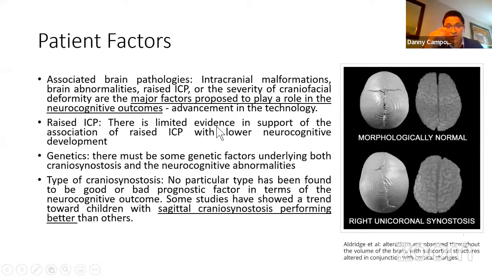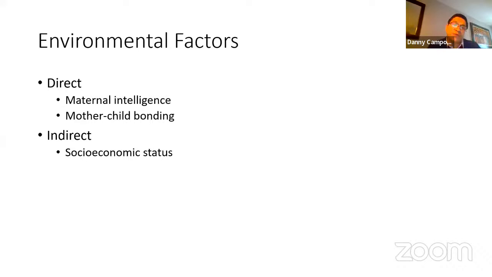Genetics is also important. Expression of genes may play a great role in this neurocognitive outcome, more than just the early closure of the suture. In terms of the type of synostosis, there is no particular type that has been found to be a good or bad prognosis, but there is a trend that sagittal synostosis is performing better than others. There is no strong evidence for environmental factors, and what about management factors?